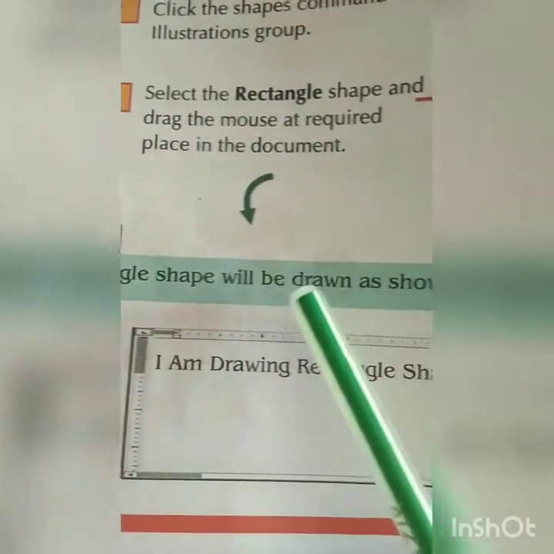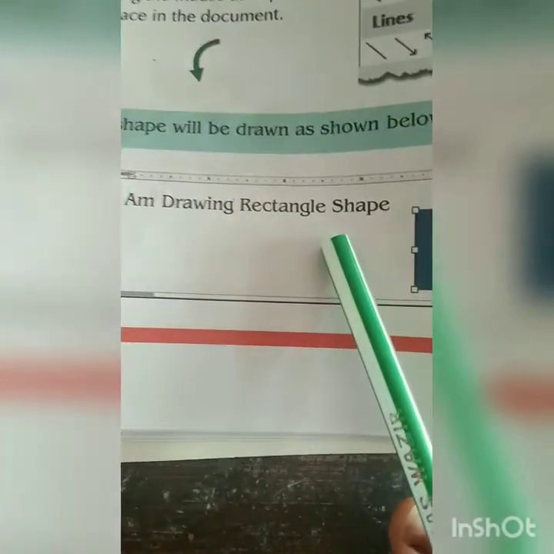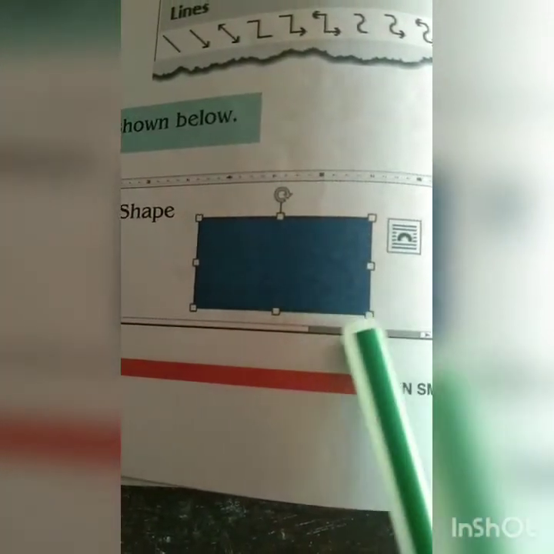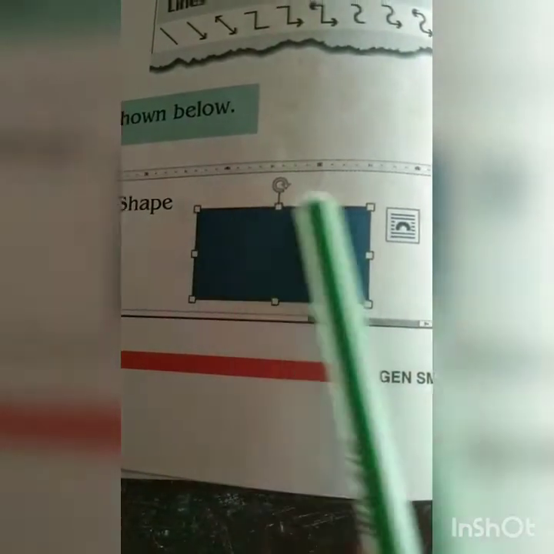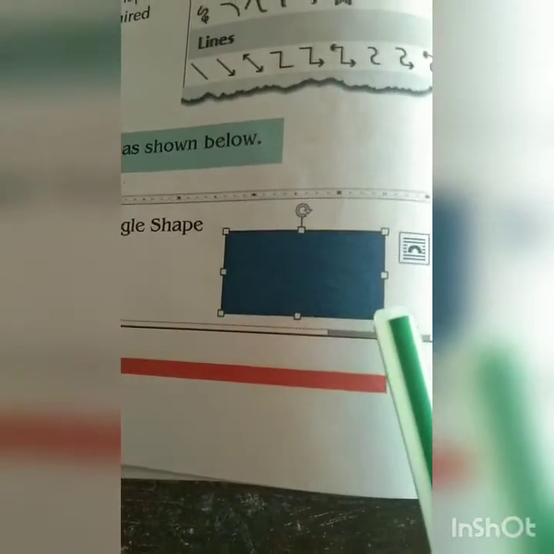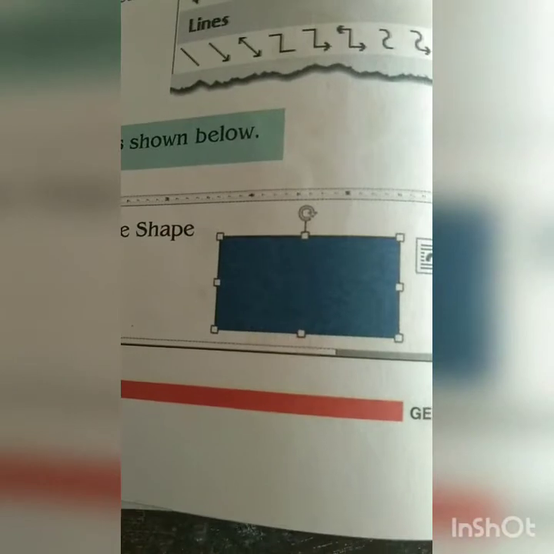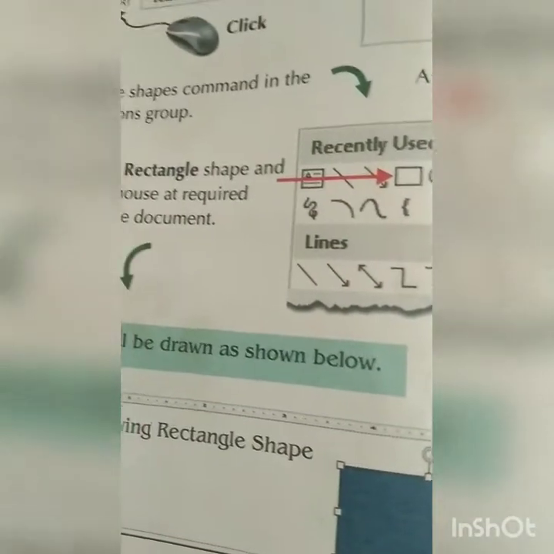Select this shape, and the result is that a rectangle shape will be drawn as shown below. You already typed this sentence, and when you select the rectangle shape, it will come into your document, that is, the work area. So here is your rectangle. Now you can fill color, or increase or decrease the size of the rectangle. It's your choice. We will learn more on page number 49.